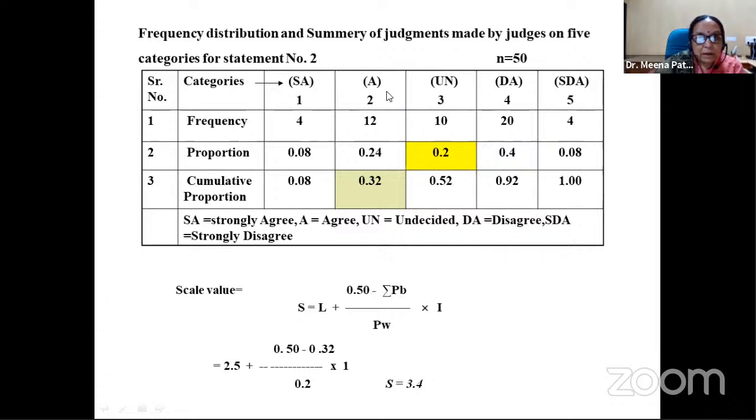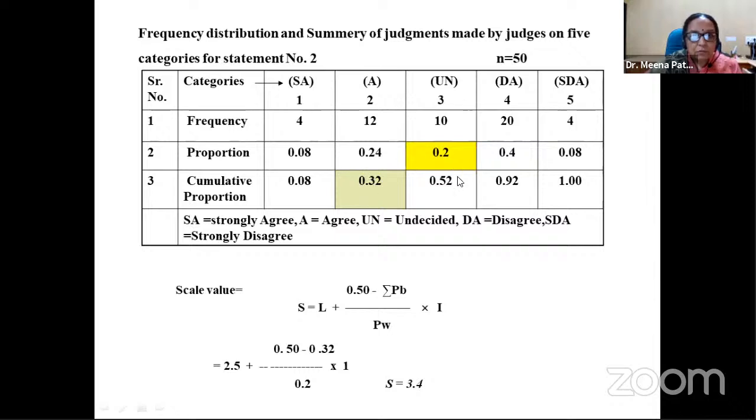So in this manner, frequency was calculated, and this is the example for statement number 2 only, but you have to calculate for all the 16 statements in this manner.